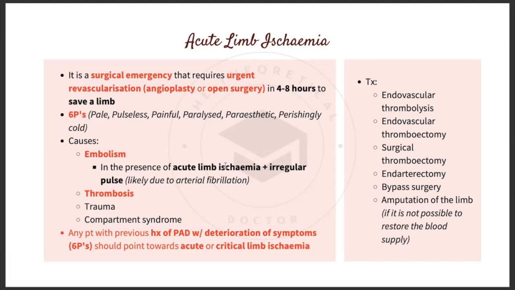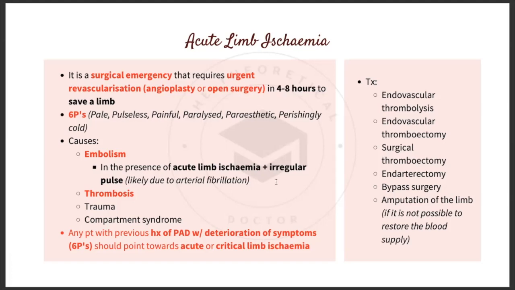Now, it's a surgical emergency because blood is not able to flow to the distal limb. If the clot is not removed, then there's no reperfusion, there's no blood flow, and eventually the limb dies off. You should take note of the 6 P's as well, as I mentioned earlier: pale, pulseless, painful, paralysis, paraesthesia, and perishingly cold. Causes: the most common causes would be embolism and thrombosis.